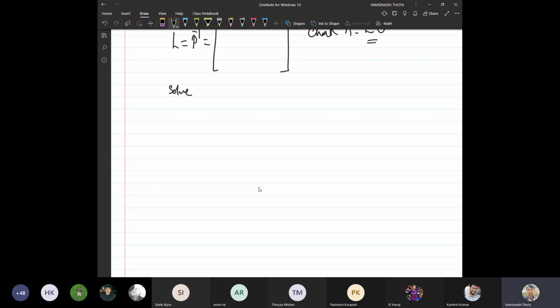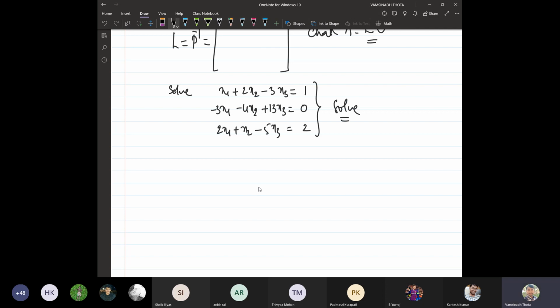Solve the system of equations x1 plus 2x2 minus 3x3 is equal to 1, minus 3x1 minus 4x2 plus 13x3 is equal to 0, and then 2x1 plus x2 minus 5x3 is equal to 2. Solve the system using the LU decomposition technique.